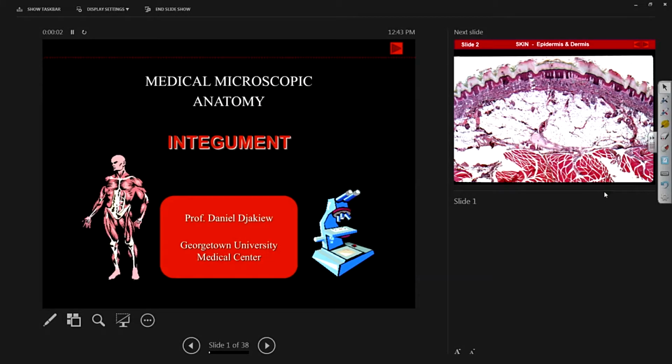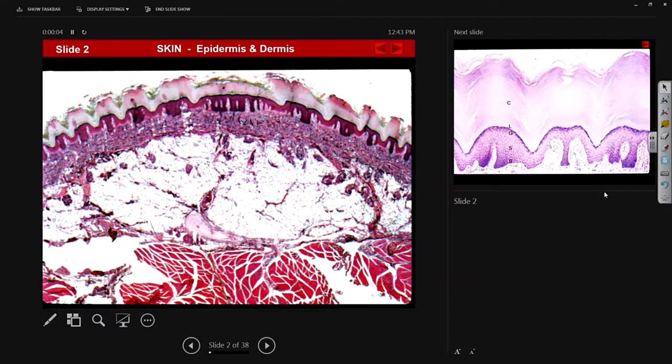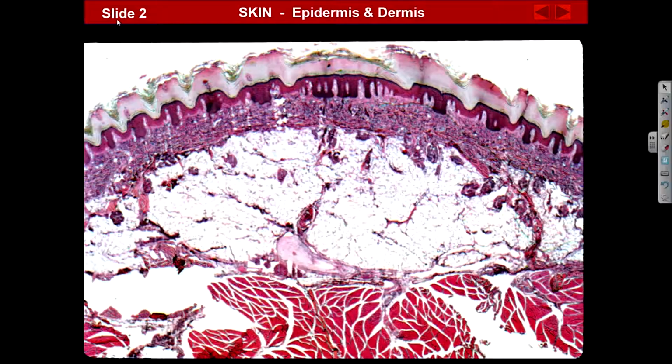Okay, so the lab. If we look at a section through skin, this is thick skin. You can see here's the epidermis, these layers here. The darker purple is the living cell layers, and then we have the corneum and the lucidum. This is the lucidum and the corneum of this thick skin.